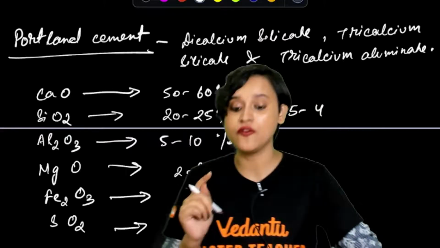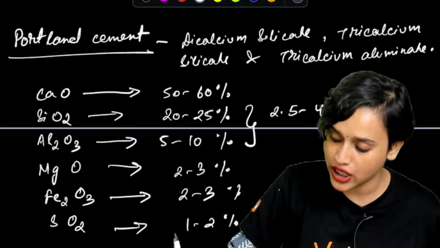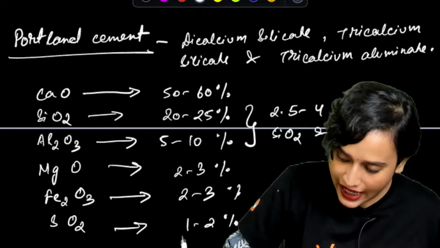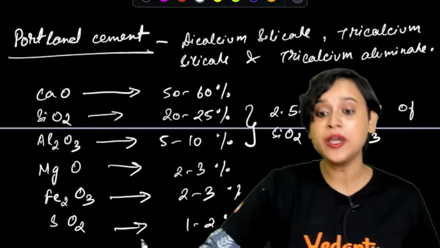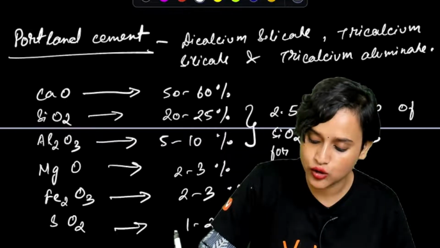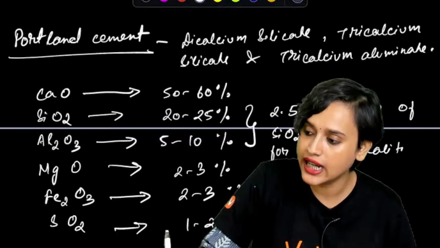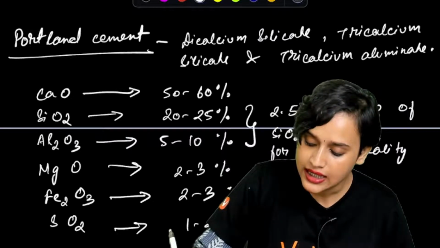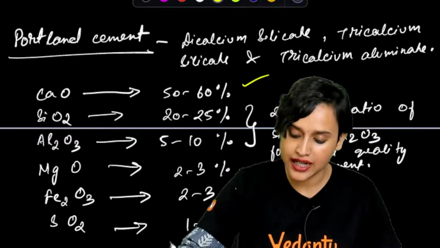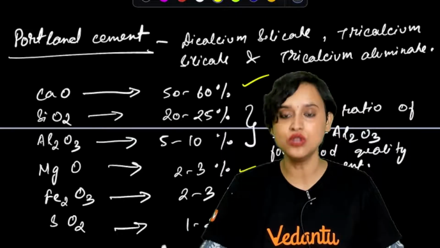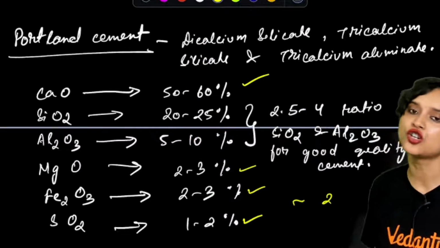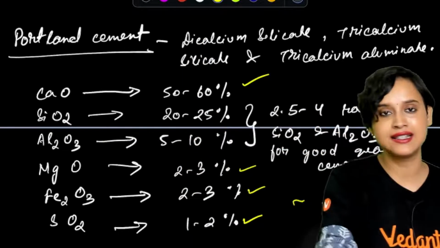Now SiO2 and Al2O3 is supposed to be present in a ratio of about 2.5 to 4 for good quality cement. Am I clear, everybody? And the rest of the things, that is calcium oxide, magnesium oxide, Fe2O3 and SO2, the ratio of these ingredients should be around 2. Is this clear, everybody?